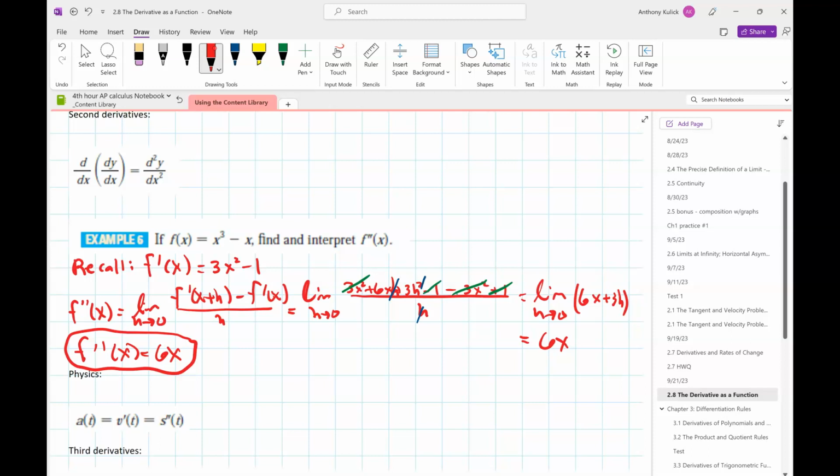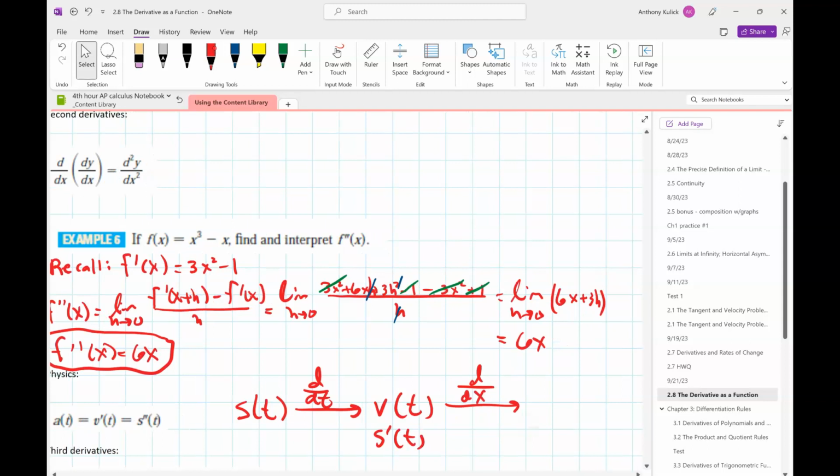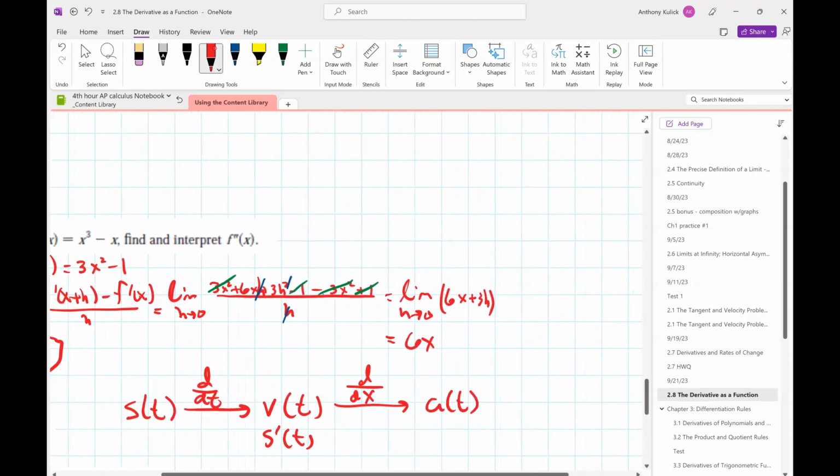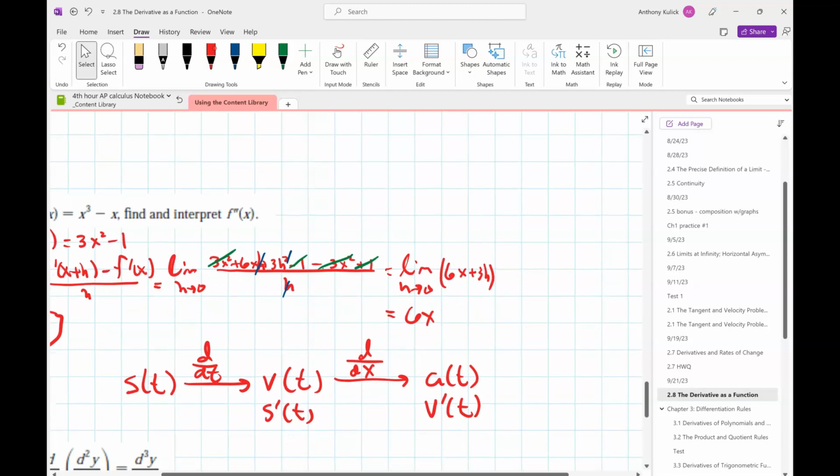So, physics: position, velocity, acceleration, all related, as they are all derivatives of each other. If I take position and do the derivative, I get velocity, the first derivative of position. If I take velocity and do the derivative of it, I get acceleration. That's the derivative of velocity, or the second derivative of position.